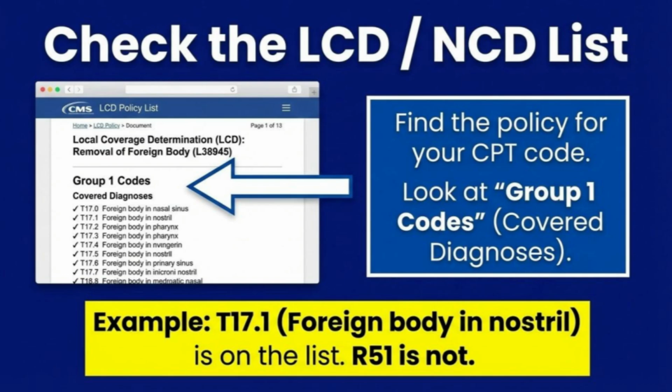To fix this, you cannot just guess. You must check the LCD, Local Coverage Determination, or NCD, National Coverage Determination. Every CPT code has a specific list of approved diagnoses that Medicare will accept. Go to the CMS website or your coding software, look up the CPT, and find the Group 1 codes. In our example, you will see that foreign body in nostril, T17.1, is on the list, but headache is not.